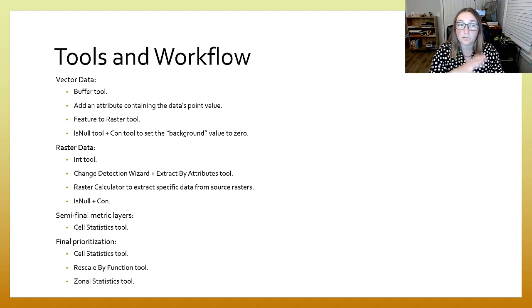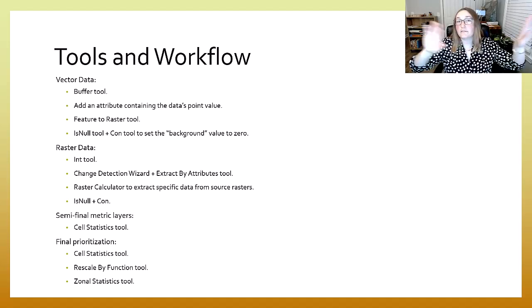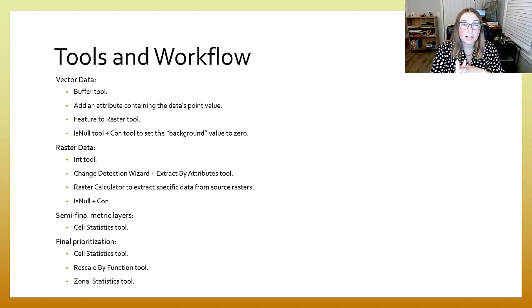When I was converting the vector data into a raster, there would of course be the cells in the raster where the vector data had been, but then the rest of the raster was blank, essentially no data. And so I used a combination of the IsNull tool and then the Con tool, that's short for Conditional tool, to basically identify the blank spaces in the raster and then set those blank spaces to a value of 0.